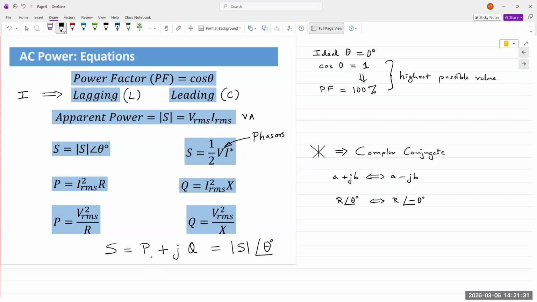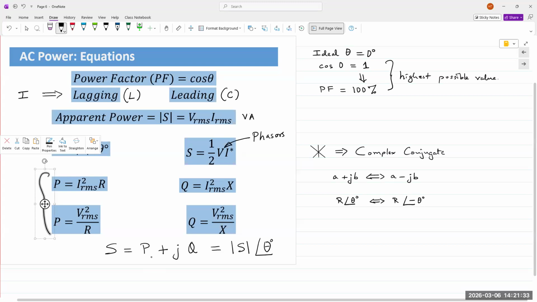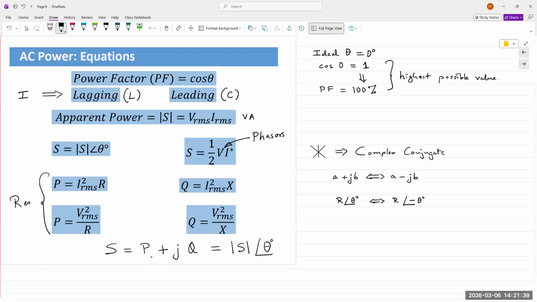Equations for the resistor are still the same. You have seen this before. P is equal to I squared times R, or V squared over R. For reactive power Q, you can use I squared times X or V squared over X. And X, of course, is the reactance of that component, whether it's an inductor or a capacitor.